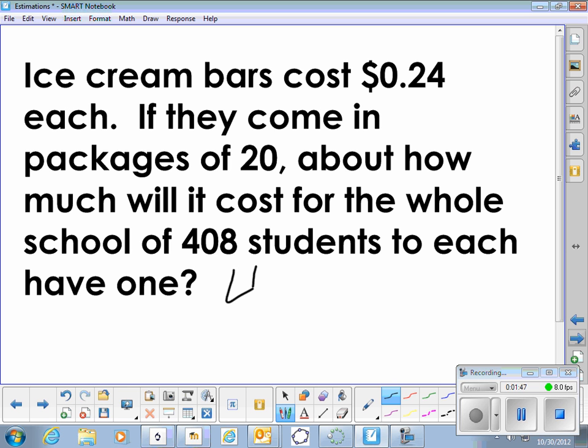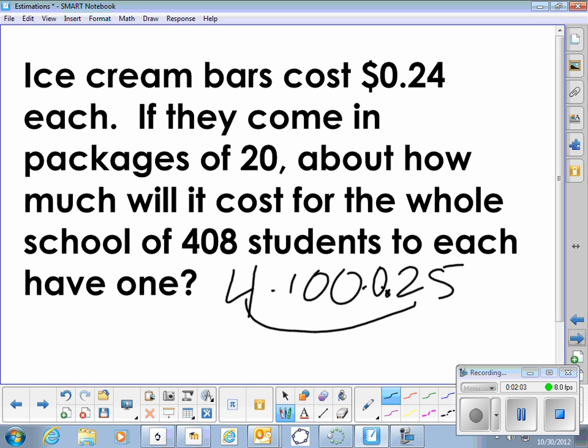So if I say 400 is 4 times 100 times 25 cents, well, multiplying 4 25 cents is a dollar times 100 would be $100. So it's going to be very close to $100. 4 quarters is a dollar. So we do some estimations and know a little bit about it.